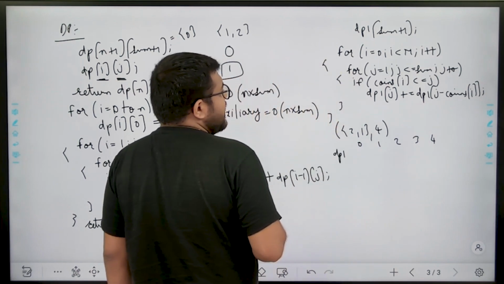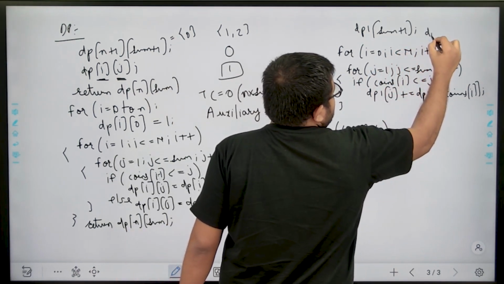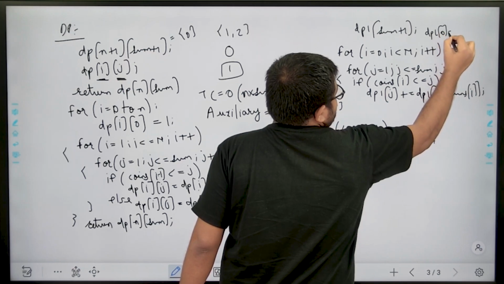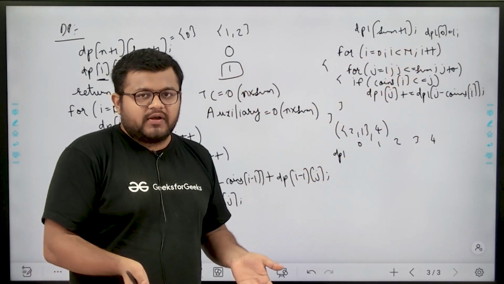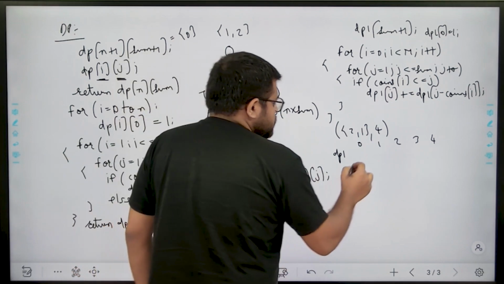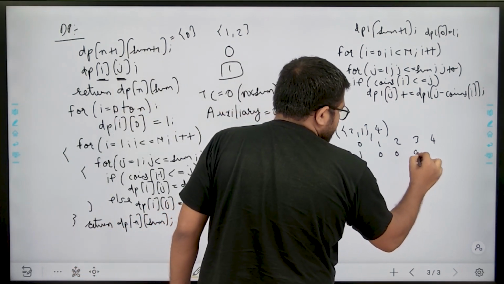Okay, also dp1 of 0 is equal to 1, because there is only one way to reach sum 0, that is not take any elements. Now, so this is 1, these all are 0.